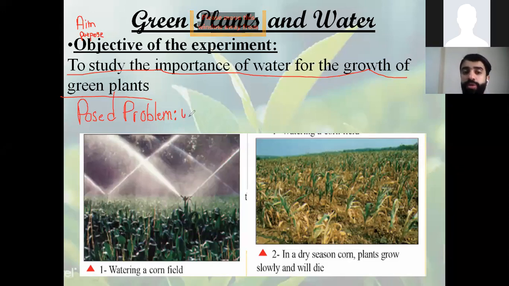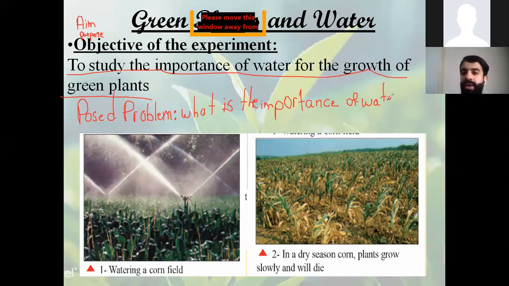So you can say, what is the importance of water for the growth of green plants? It's very similar to the aim, but we do it in the form of a question. What is the importance of water for the growth of green plants? So this is the posed problem.